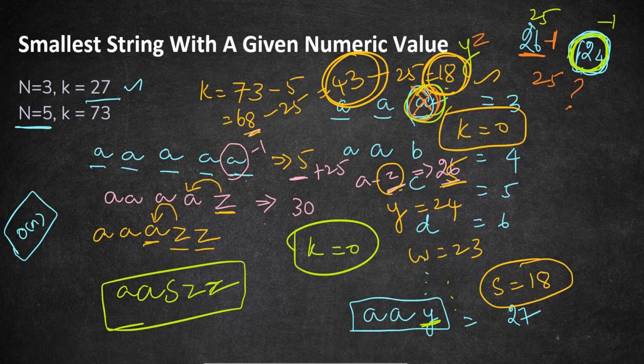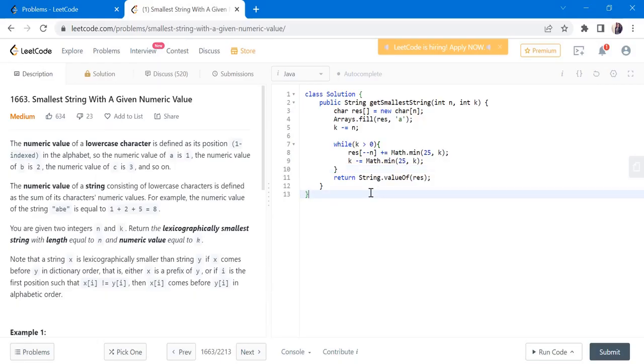So let's get into the code now. Here is our code for our problem, which is pretty simple. As I said, we are going to have a character array which is going to hold all our characters, and finally we are going to return it in the form of a string, because our output is going to be a string. First we are filling our array with all a's. As I said, we have to fill it with the minimum value, and first we are going to subtract n from k, because if we add a in all the positions, n will be subtracted from the total k as we have added that many a's to it.